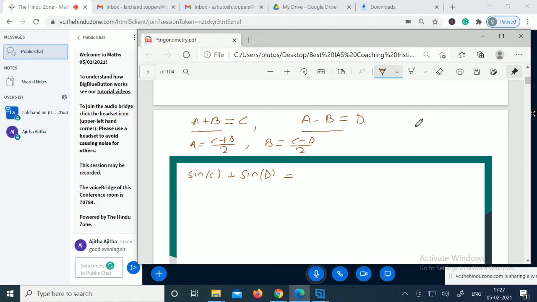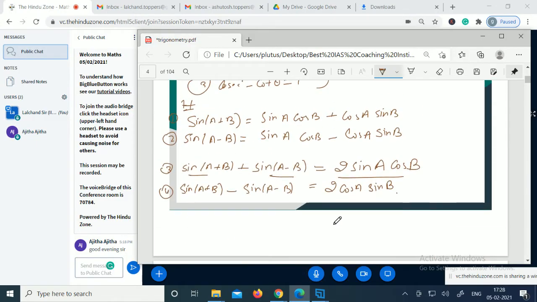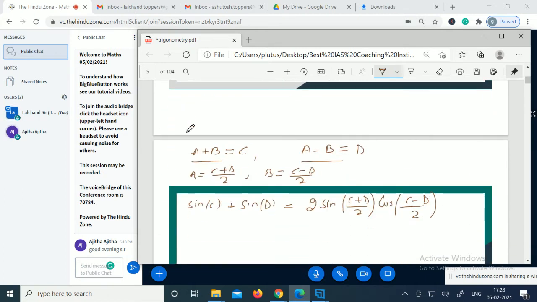If I substitute in this formula, it becomes sine (C plus D by 2) and cos (C minus D by 2). This is our C and D formula. So we can generate the C and D formula 2 from only these two formulas. Are you getting this?